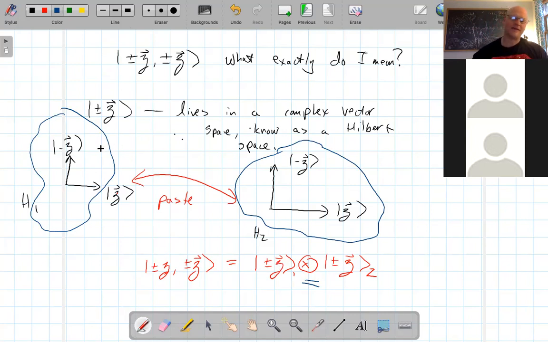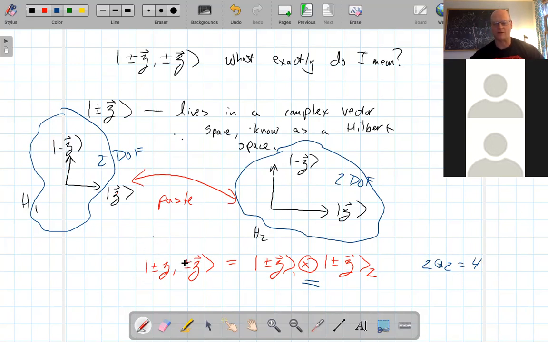Which basically means that this Hilbert space here has 2 degrees of freedom. This one also has 2 degrees of freedom, which means that this is 2-dimensional, and this is 2-dimensional. But when I paste these on top of each other, I also have to paste the dimensionalities on top of each other, which means I'm taking 2 degrees of freedom times 2 degrees of freedom, which gives me a total of 4 degrees of freedom.